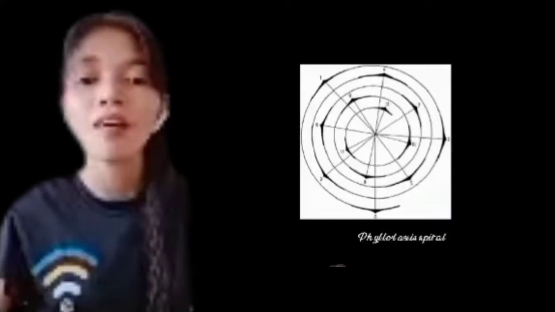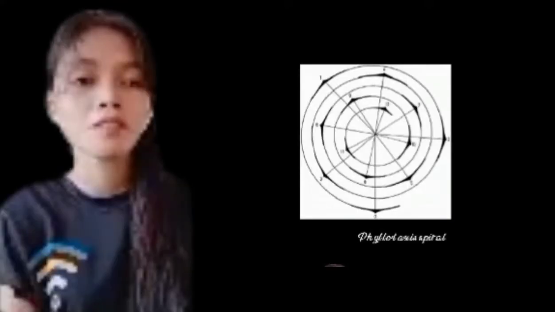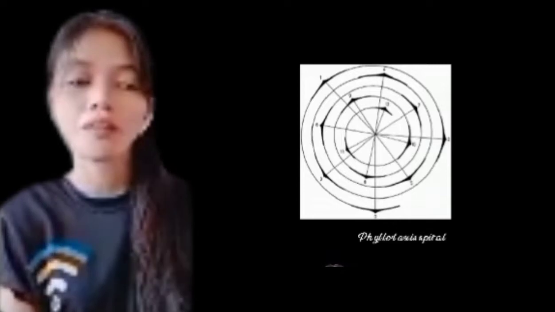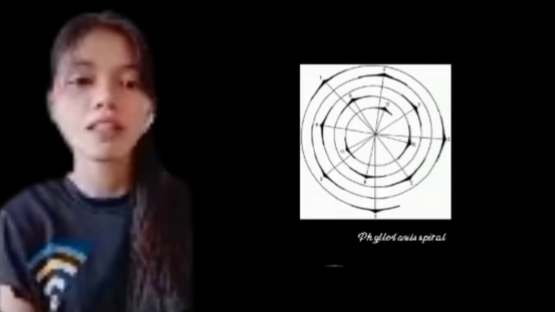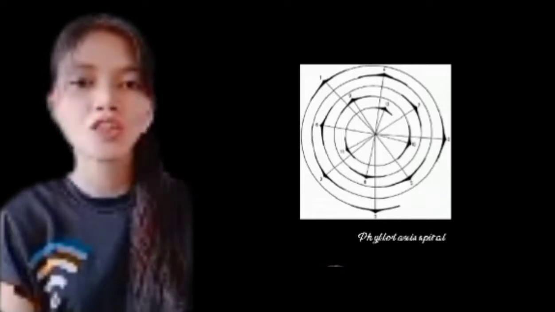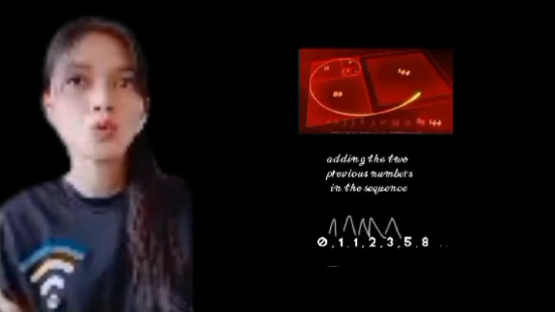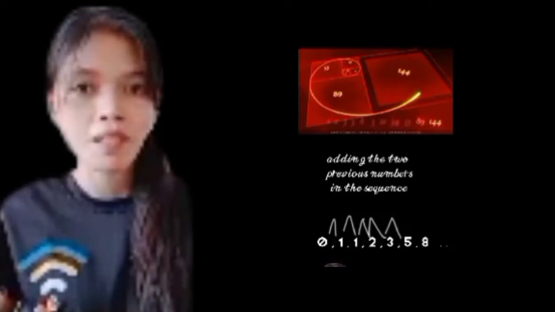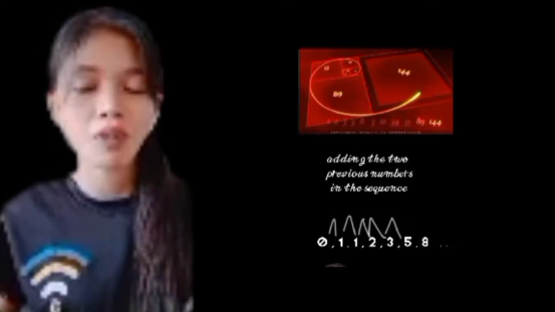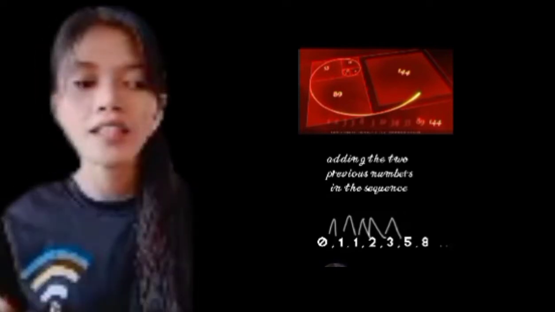The arrangement of plant leaves along the stem is called phyllotaxis. Mathematically, spiral phyllotaxis follows a Fibonacci sequence, such as 1 plus 1 equals 2, and 1 plus 2 equals 3, and so on. Each subsequent number is the sum of the two preceding ones.